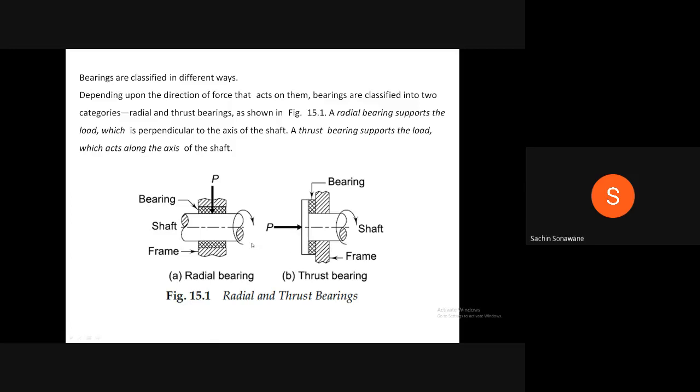Different components you are observing. Shaft is there, this bearing is there, and this frame or housing is there. Same case is here in case of thrust bearing. This is the frame, this is the shaft, this is the bearing, and this is the collar or step. One step is provided in the shaft. Therefore, this is radial and thrust bearing.